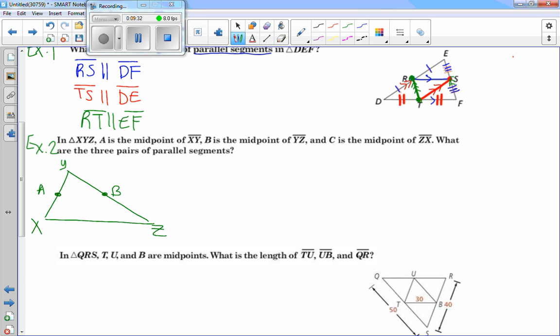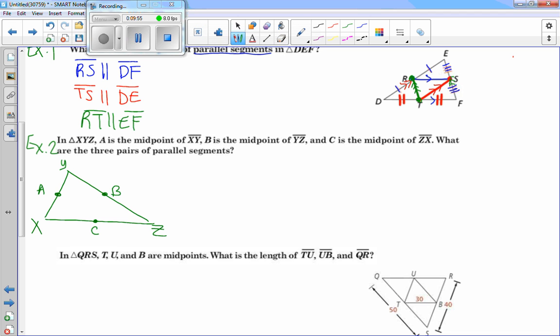C is the midpoint of C and X. So they tell you all of that. So find the middle and label it C. Okay? What are the three pairs of parallel segments?